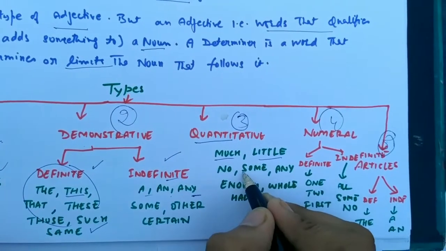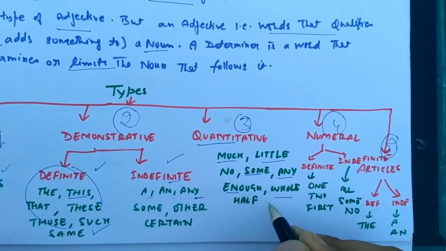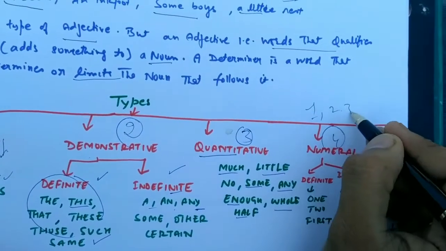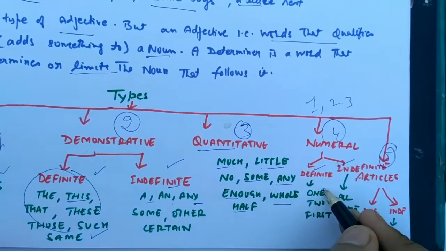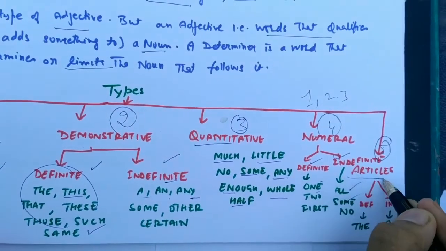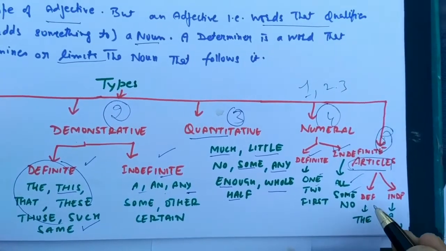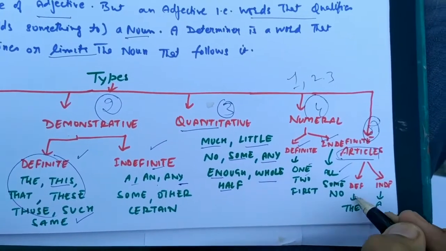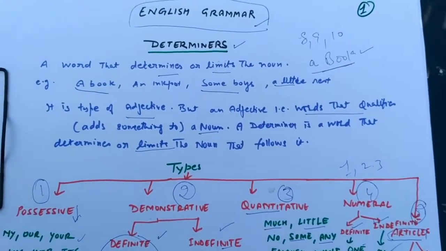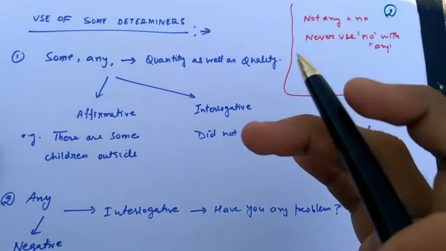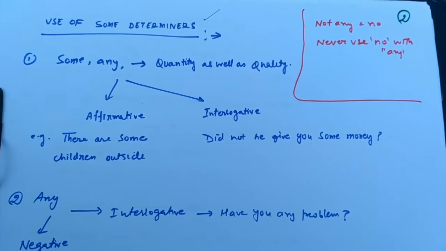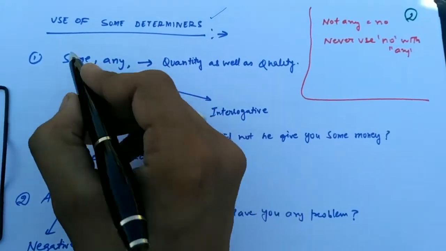In the quantitative, the things that you can measure, you can quantify. There are much, little, some, any, and of whole, half. Numeral, saying the number 1, 2, 3, and the countable things. Definite, indefinite. Definite 1, 2, 3. Indefinite, all, some, no. And the last is the article. Articles are of two types, definite and indefinite. The is a definite article and a and an are the indefinite articles. I hope it is clear to you. In the next slide, there are the rules for some types of determiners, where you can use them.